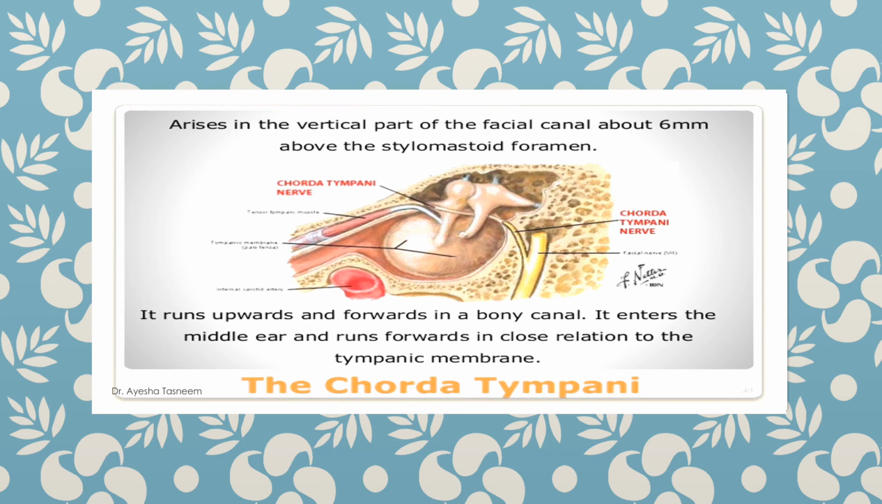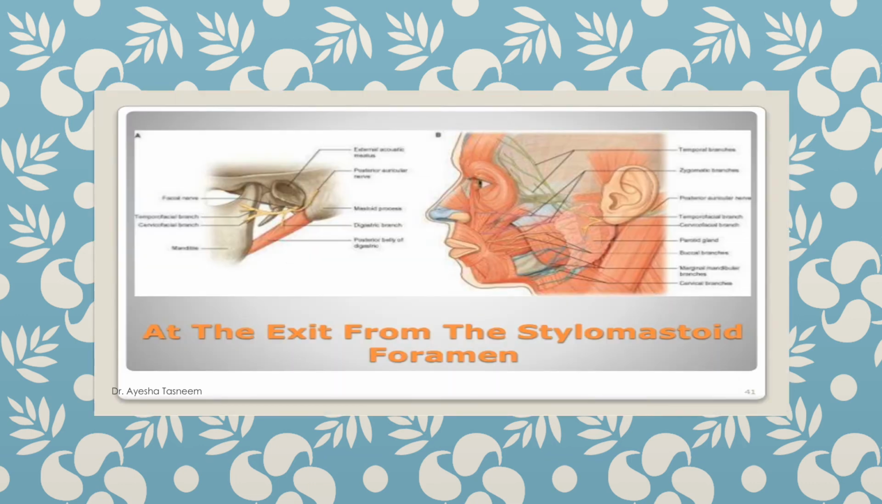It arises from the vertical part of the facial canal, 6 mm above the stylomastoid foramen. It runs upwards, forwards in the bony canal. It enters the middle ear and runs forward in close relationship to the tympanic membrane. After giving these branches, the nerve then exits from the stylomastoid foramen.